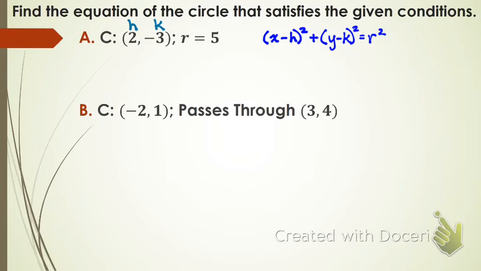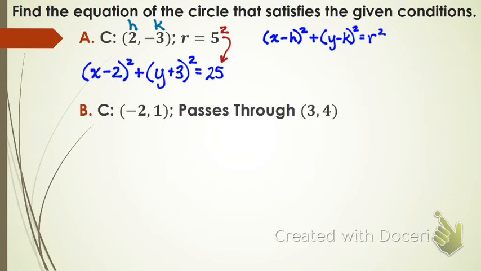So what's this going to look like inside the parentheses with x? x minus 2 squared plus y plus 3 squared equals 25. Why is it equal to 25? Yep, we're going to square the radius to get that part right there. Absolutely. So far, so good?